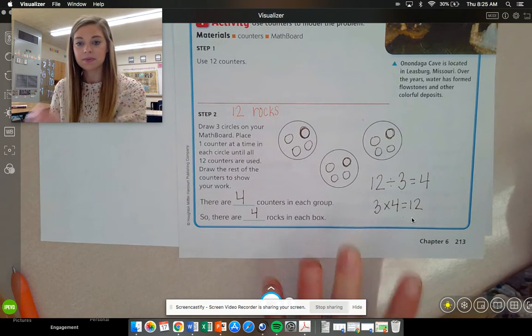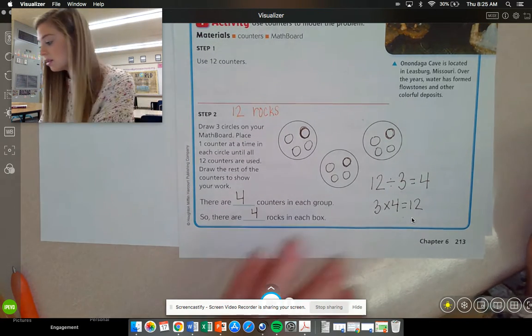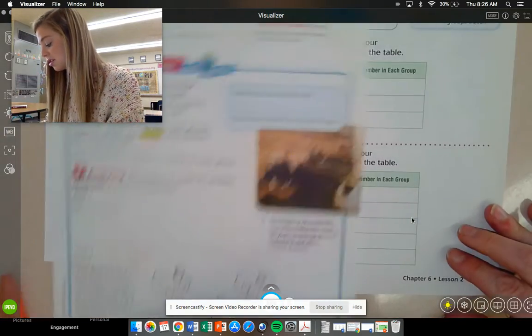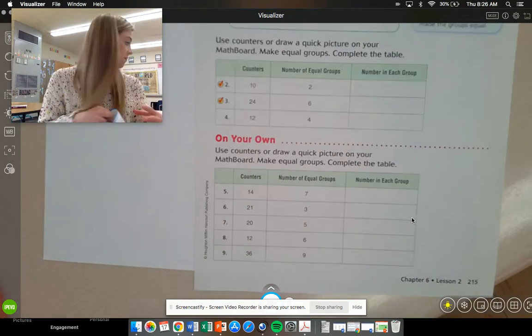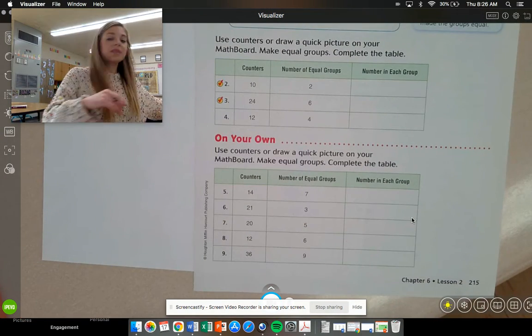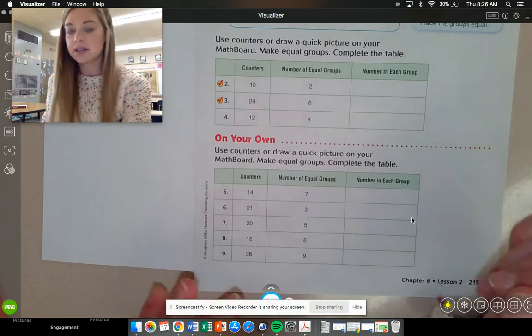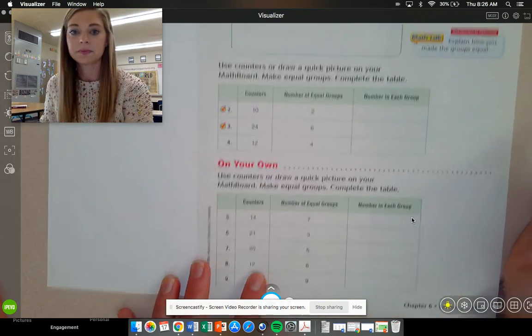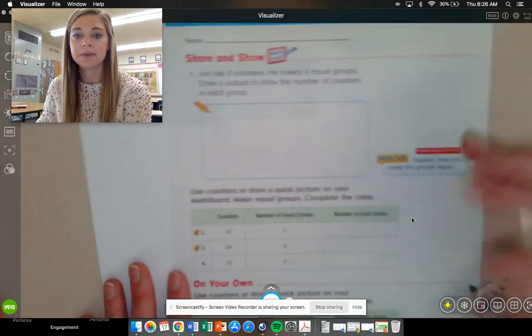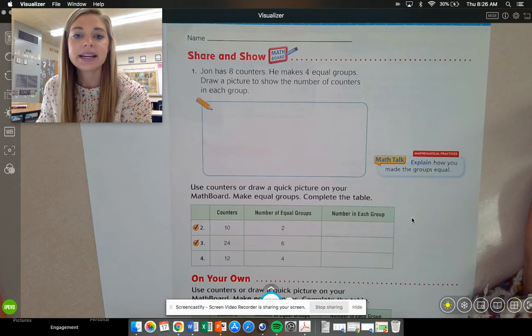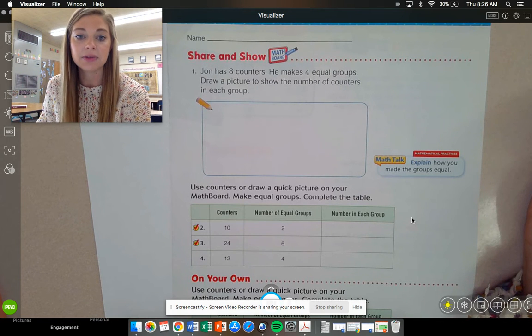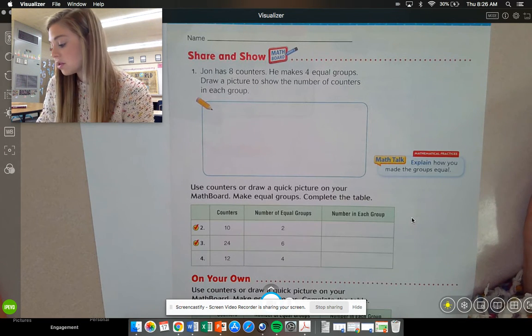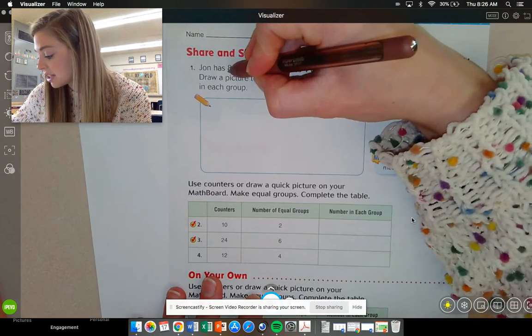Okay, perfect. So let's go ahead and turn to page 215. We're going to skip the back of that one. 215 is our next page. And up here at the top, it says, John has 8 counters. He makes 4 equal groups. Draw a picture to show the number of counters in each group. So he has 8 counters. Let's underline that.